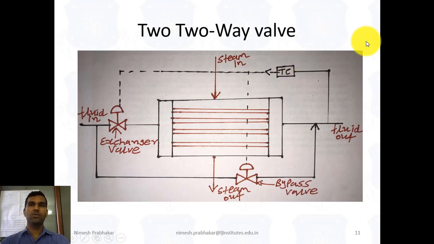Okay. So in this lecture we discussed the basic methods of controlling the temperature, controlling the outlet temperature. These are the different schemes to control the outlet temperature.